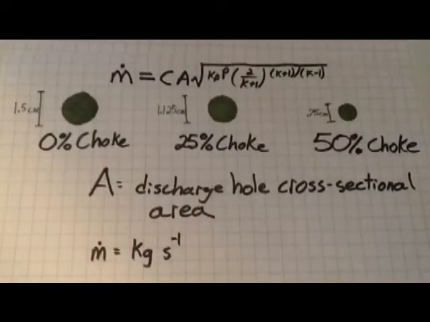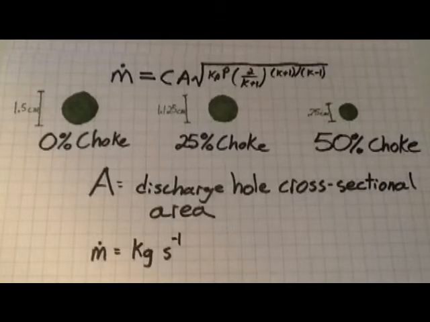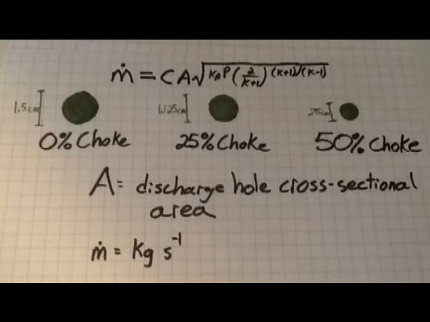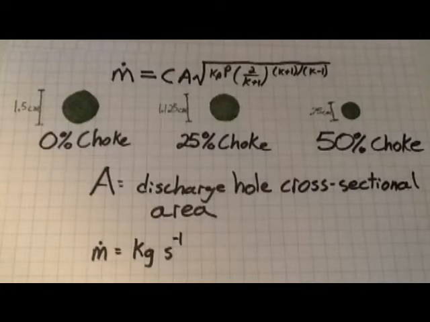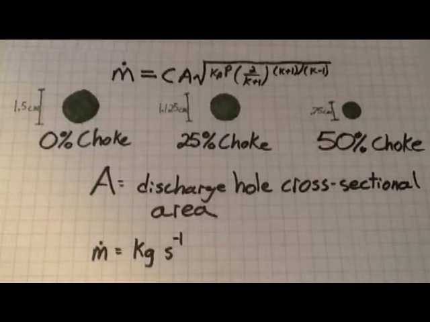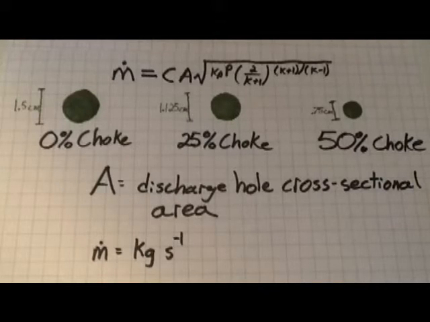Time to crunch some numbers. At the top of the page, you will see the equation for mass flow rate. In our experiment, everything under the radical and c at the front of the equation are considered to be constant. We are, however, varying A, the cross-sectional area of the tube's point of discharge. The original diameter of the discharge point is 1.5 centimeters. At this point, there is 0% choke.